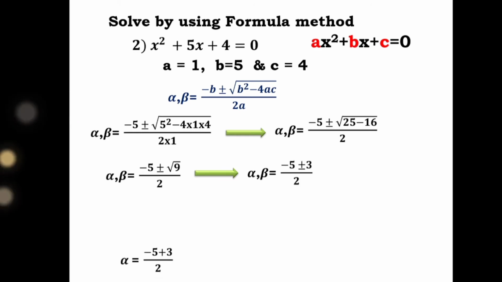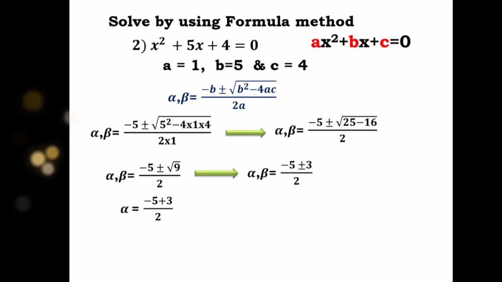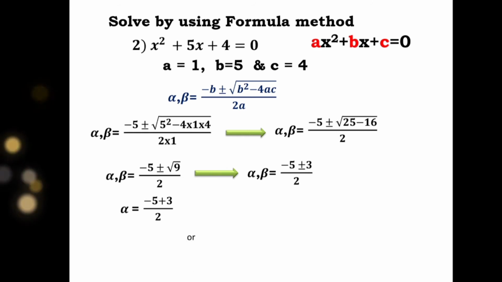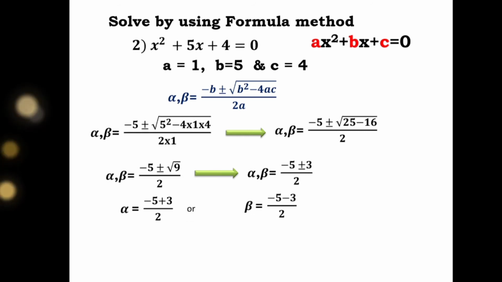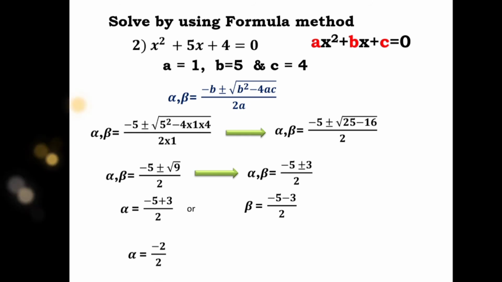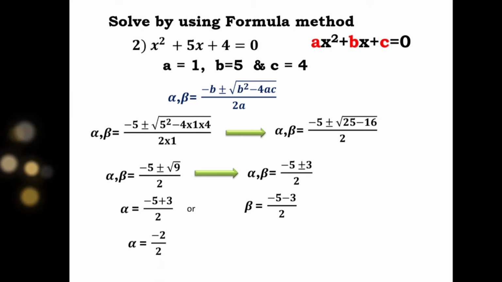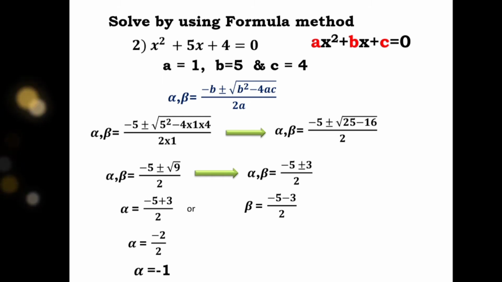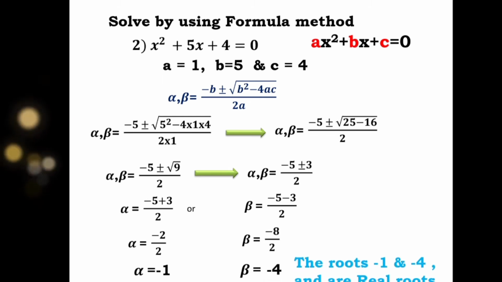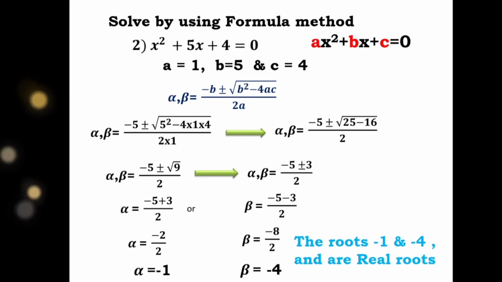Now one will be plus, one will be minus, so we take alpha as plus, minus 5 plus 3 divided by 2, whereas for beta we take minus 5 minus 3 divided by 2. That's all, we just need to solve. Minus 5 plus 3 gives minus 2, divided by 2, definitely minus 1, whereas minus 5 minus 3 becomes minus 8, divided by 2, which gives you minus 4. Thus again the roots are minus 1 and minus 4, and they are real roots. Okay, let's go for the next problem.